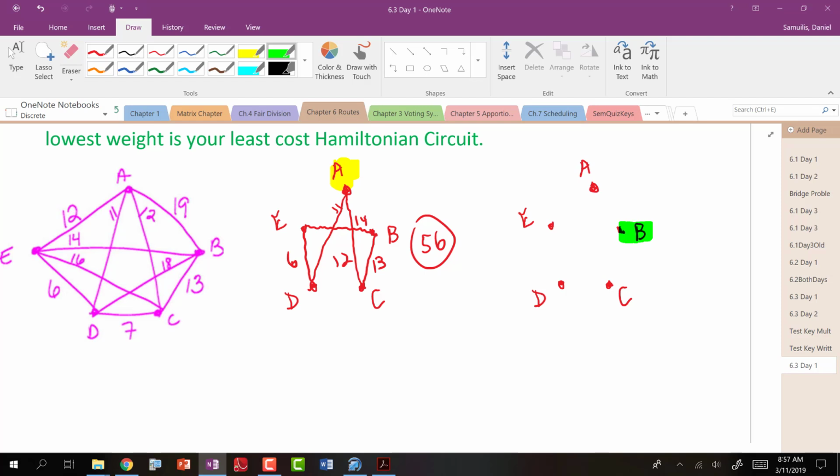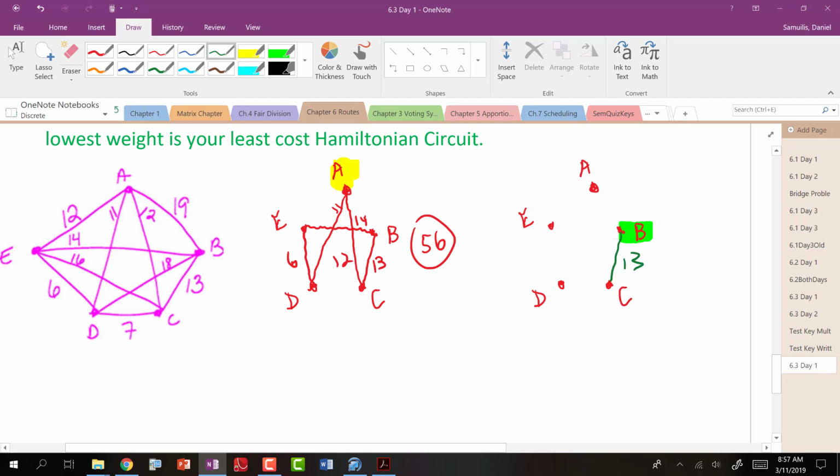What's the smallest segment coming from B? What's the smallest weight? 13, I'm stuck with. So I have to go 13, B to C. Looking at B, I have 13, 18, 14, and 19. So I'm selecting the smallest one. And sometimes this results in the same looking picture, so do be aware of that.